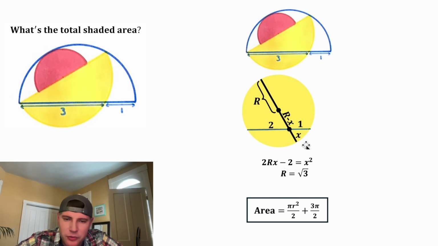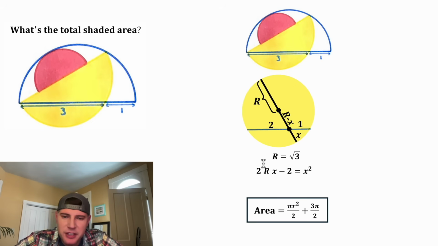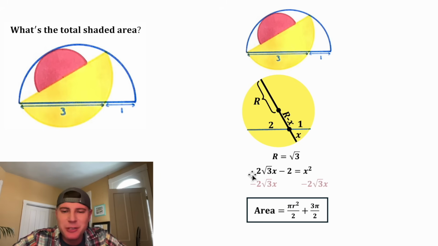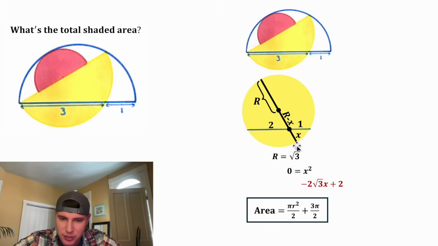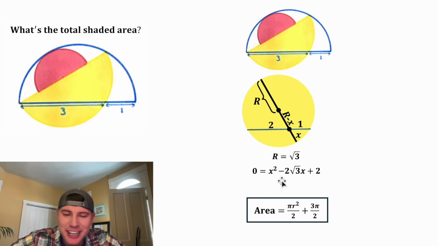Let's see if we can solve for x. In the place of this big R, let's plug in root 3, and now we have a quadratic. Let's set it all equal to 0. We can subtract this from both sides, and we can add 2 to both sides. On the left-hand side, all of this is going to cancel out. And on the right-hand side, we're going to have x squared minus 2 root 3x plus 2. I have no idea how to factor this.